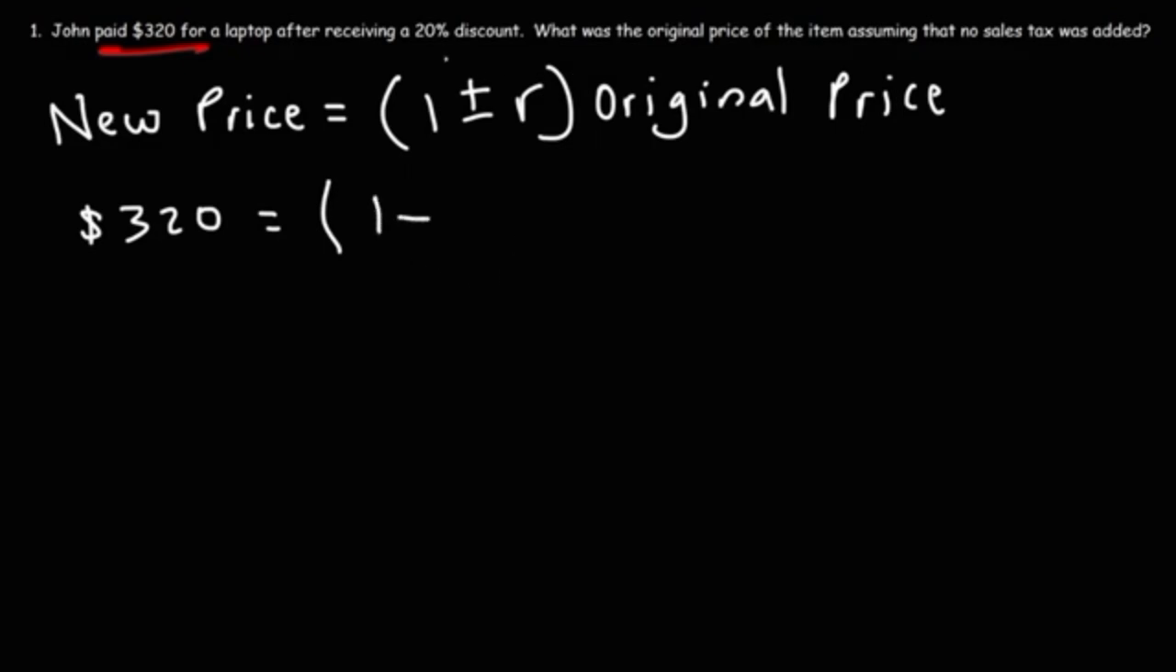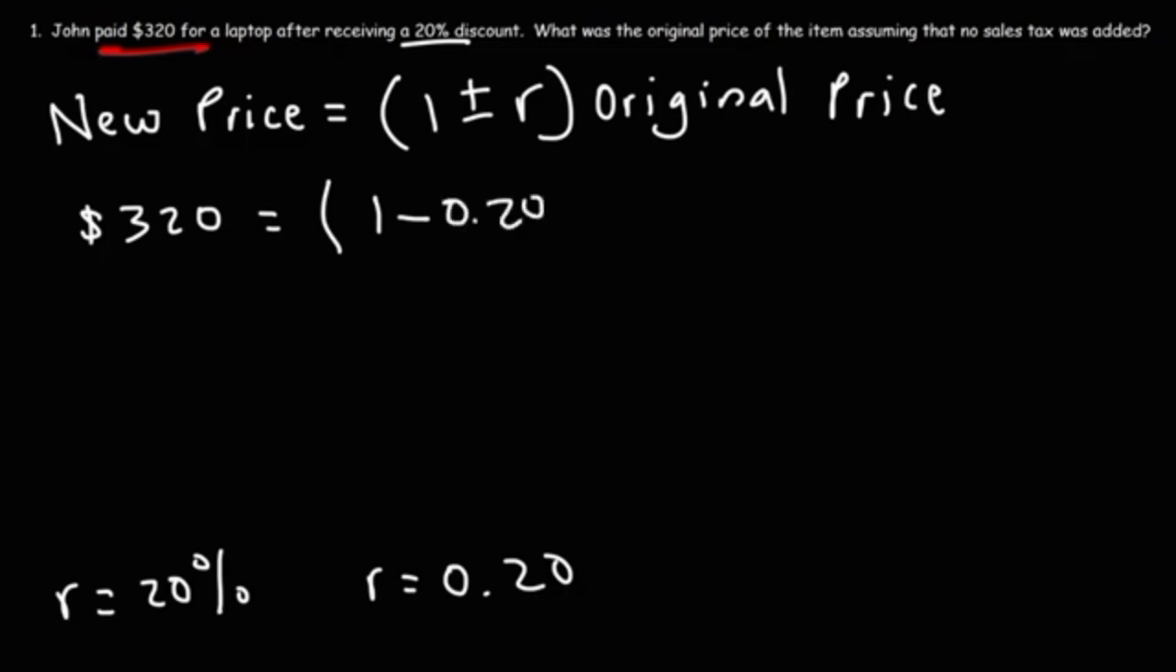Now what is R? R is 20%. But you don't want to plug it in as a percentage. You want to plug it in as a decimal. So you need to know how to convert a percent into a decimal. Well, there's two things you can do. You could divide 20% by 100, and that will give you 0.20. Or you could simply move the decimal 2 units to the left, which will still give you 0.20. So that's our R value. The original price, we don't know what it is, so we're going to call it X.